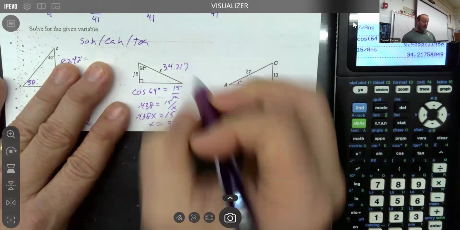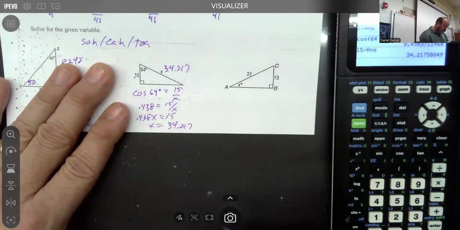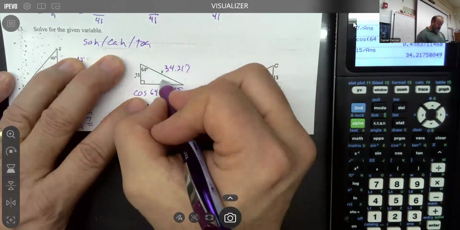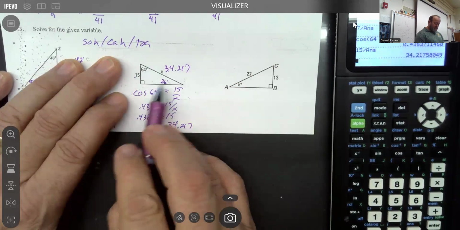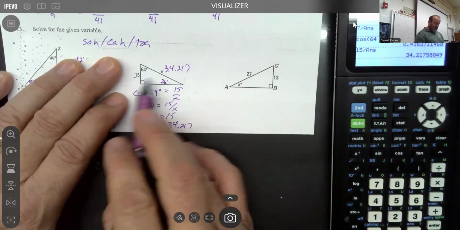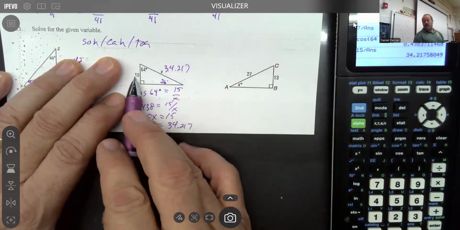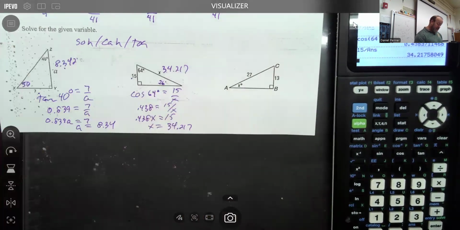Now keep in mind, the hypotenuse has to be the longest side of any triangle. But also what I can tell you is if this is 64, then this angle down here is 26. Well, 90 is a much bigger angle than 26, and so that makes sense that 34 is a much bigger side than 15, so it plausibly makes a little bit of sense.